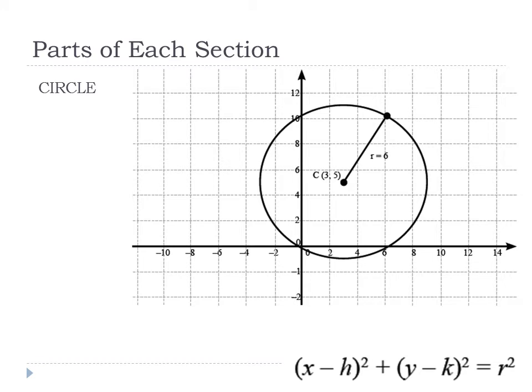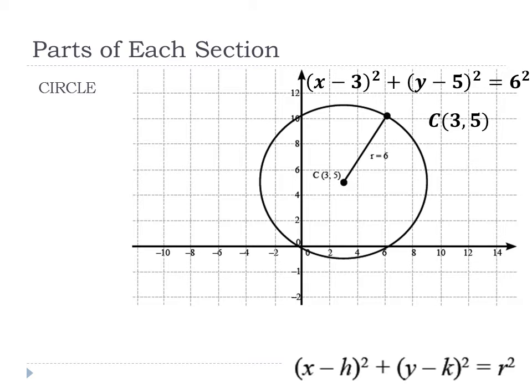Alright, so for the circle, what we're going to have is this equation. This equation has x minus h and y minus k equal to a radius, and this radius is squared. So the h and k part are going to give you the center of the circle. So in this case, for example, we have (x minus 3) and (y minus 5) equals 6 squared.